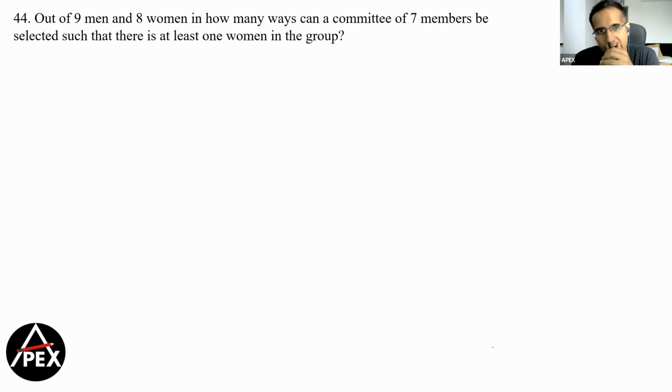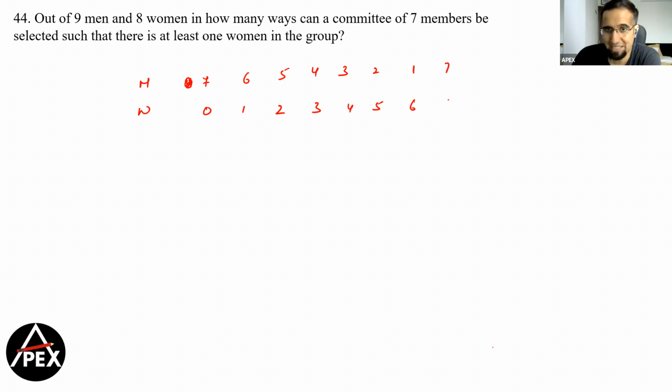So 9 men and 8 women. In how many ways is there at least one woman here? Now understand this, guys. If you want me to make a complete chart, let's say men and women, I can have 7 men and 0 women. I can have 6 men and 1 woman. 5, 2, 4, 3, 3, 4, 2, 5, 1, 6, 7, and 0.